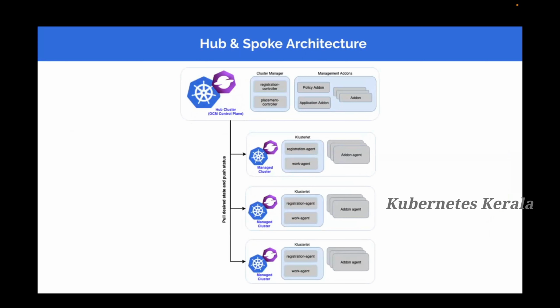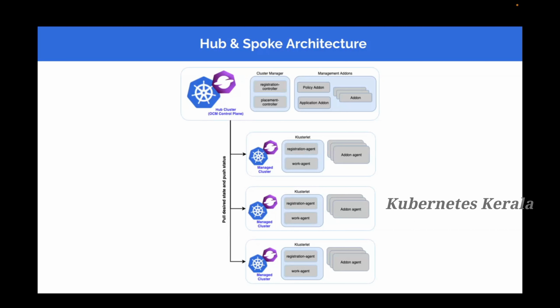So if we quickly look into the architecture, as you could see here, the hub cluster is the control plane, as I was mentioning. On each hub cluster, we have something called the cluster manager, and on the managed clusters, we have something called the klusterlet. This is in the same terminology as we see in Kubernetes.